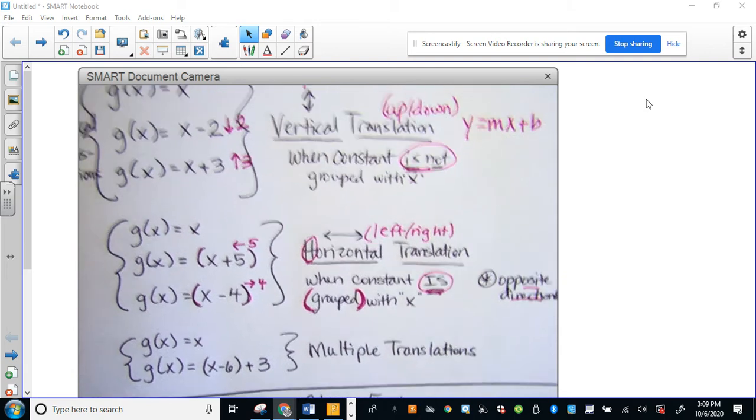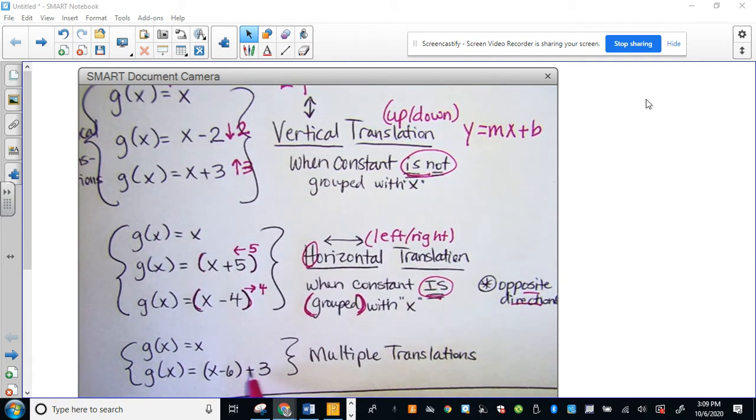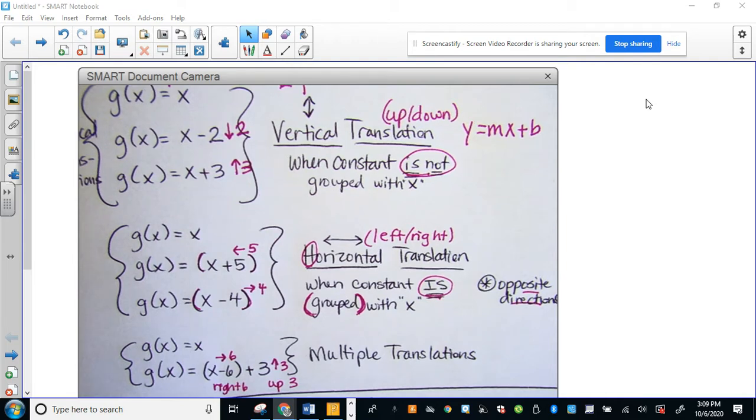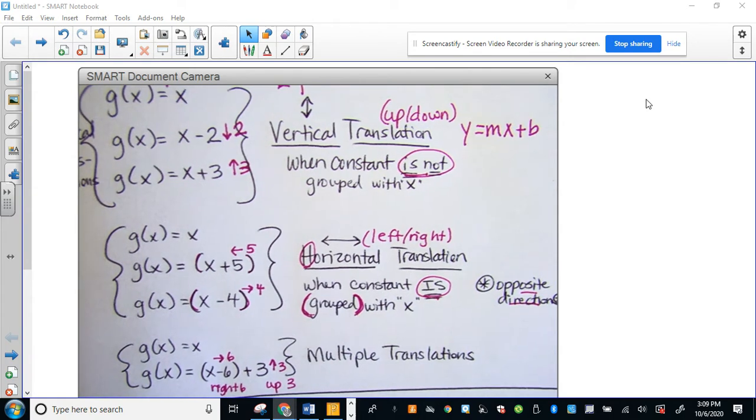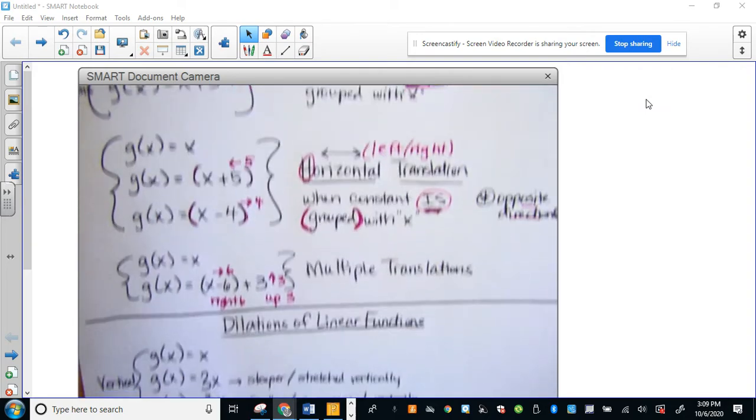So then we could have some multiple transformations. If you want to pause for a second and get this g of x equals x minus 6 in parentheses and then a +3 on the outside. This +3 on the outside means we move up 3. And this -6 means we move right 6. So right 6, up 3. That would take your original y equals x line, move it up 3 spaces, and then move it right 6 places. So those are all transformations, or just slides, translations.